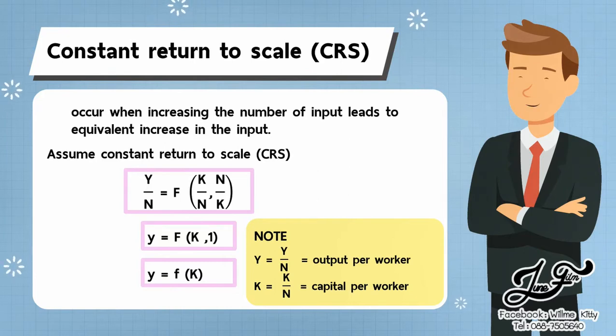In this case, we will assume that constant returns to scale occur. Constant returns to scale occur when increasing the number of inputs leads to an equivalent increase in the output. So we divide the function by N to make it a production function in terms of per worker. Y divided by N equals small y, which is the output per worker. K divided by N equals small k, which is the capital per worker, and N divided by N equals 1.